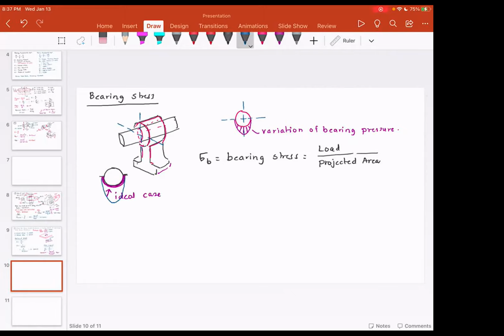So what we do is we use an approximate equation, which is the load on the shaft, P, divided by the projected area. If this is the load P, and if this distance is L and this diameter is D, the projected area is D times L. So sigma B is P divided by D times L. And this is a conservative estimate on the pressure.